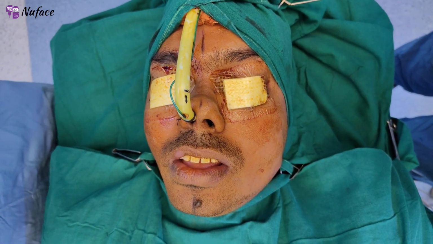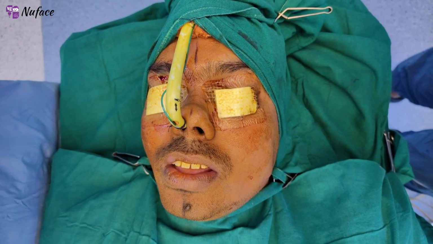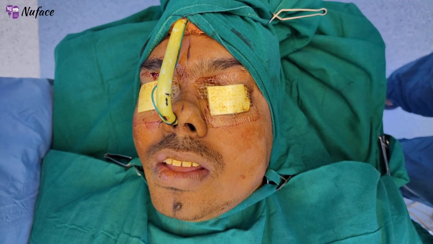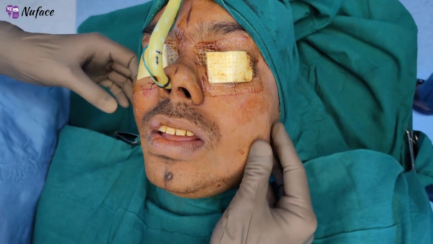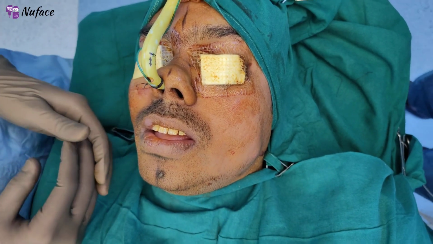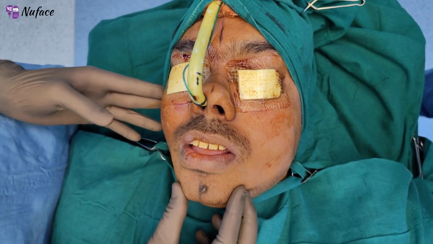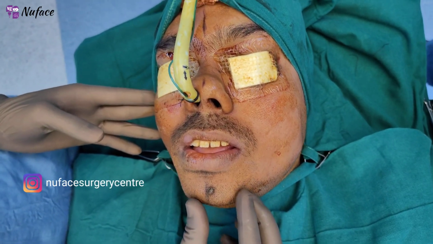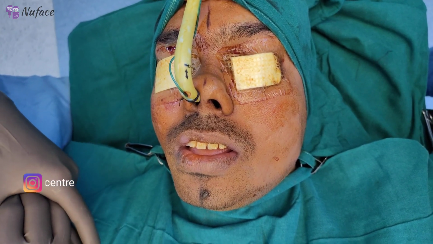So we'll do left side mandibular angle reduction to reduce mandibular volume, and along with that we will do masseter muscle reduction intraorally. There won't be any external scar, and we'll do a sliding genioplasty to correct his midline and a little bit of advancement because the chin is also slightly deficient.